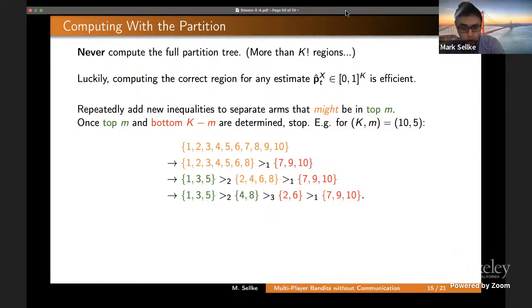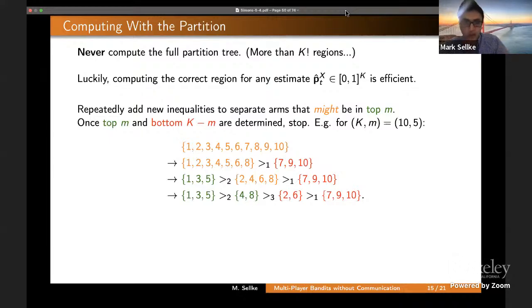Here we start with all 10 actions. We're trying to find the top 5. We first add this inequality that breaks off the best 7 versus the bottom 3. Now we know the bottom 3 are not relevant anymore, but all of the top 7 are still relevant. Then we break off the top 3. Those are no longer relevant because they're definitely in the top 5 that we're aiming for. But there's this middle group of 4 where we need to pick out the best 2. Once we do that, we're done.